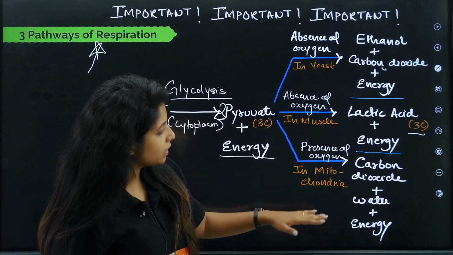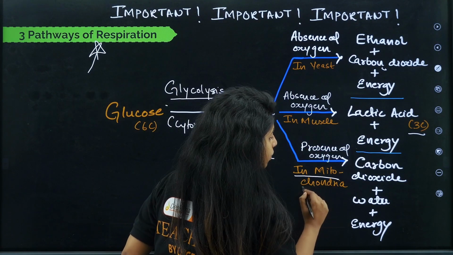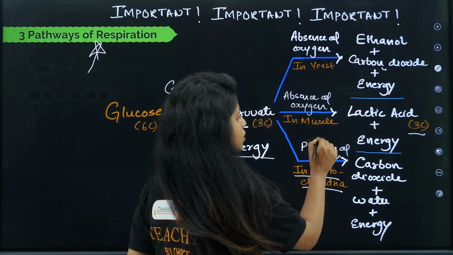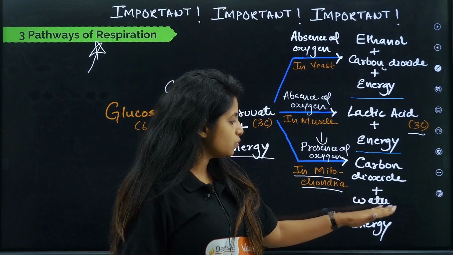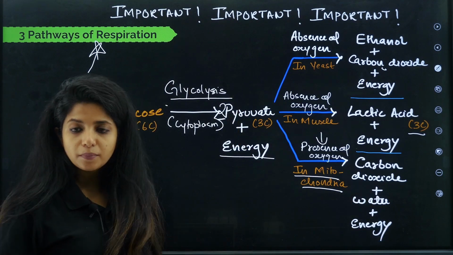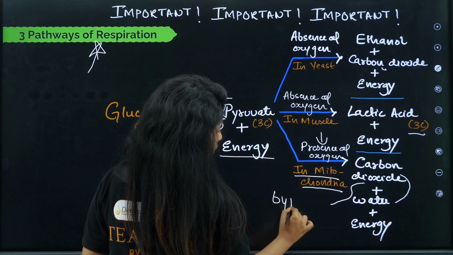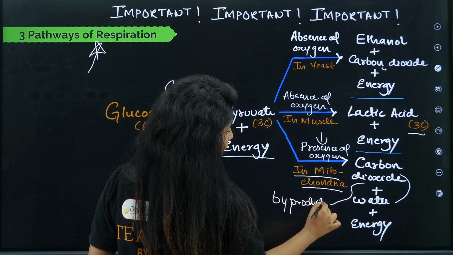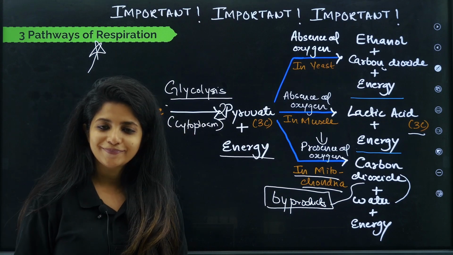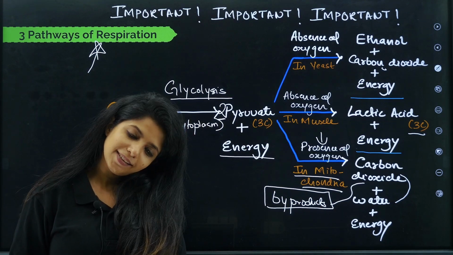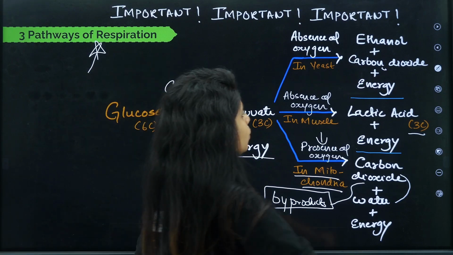Now, going ahead, in the case of mitochondria, whenever mitochondria is written, just understand it is happening in the presence of oxygen, my dear children. So here carbon dioxide, water and energy is being formed. Remember, carbon dioxide and water that you see over here are nothing but byproducts. So if they ask you what is the byproduct of aerobic respiration, it is carbon dioxide and water. Will you be able to solve it? Okay. Let's go ahead.